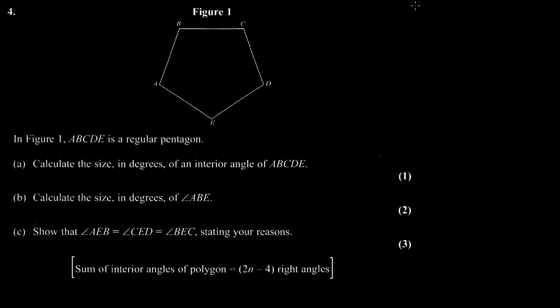Question number 4 is geometry. The rules are for angles. So the first one is a polygon, a regular pentagon, a 5-sided figure. That means all the sides are equal. If all the sides are equal, each of the angles is equal. So calculate each of the interior angles.